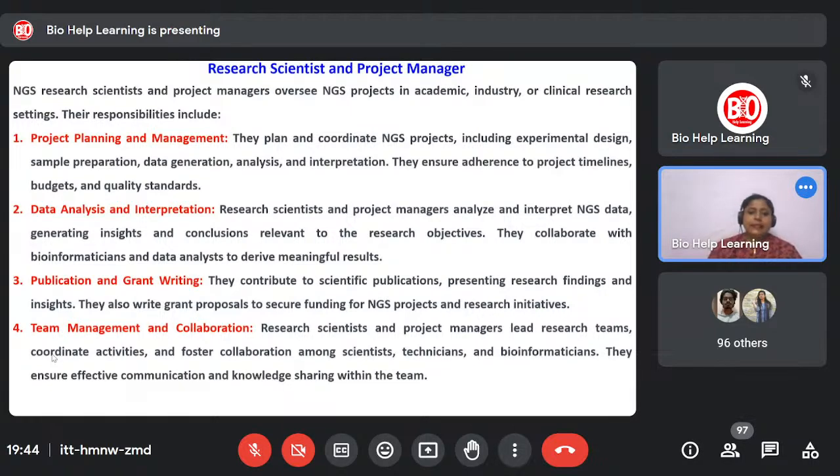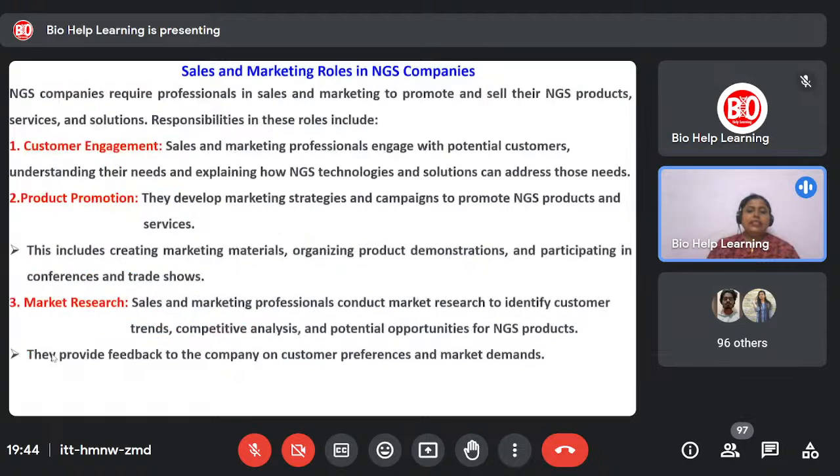Next slide. Another one is the sales and marketing role in the field of NGS companies. What you have to do is check the product, come to the market, and based on their interest, convince customers, achieve the target and sell those products. So first is customer engagement. Based on the requirement, you have to share the buffer solutions and these technologies, their software or tools.